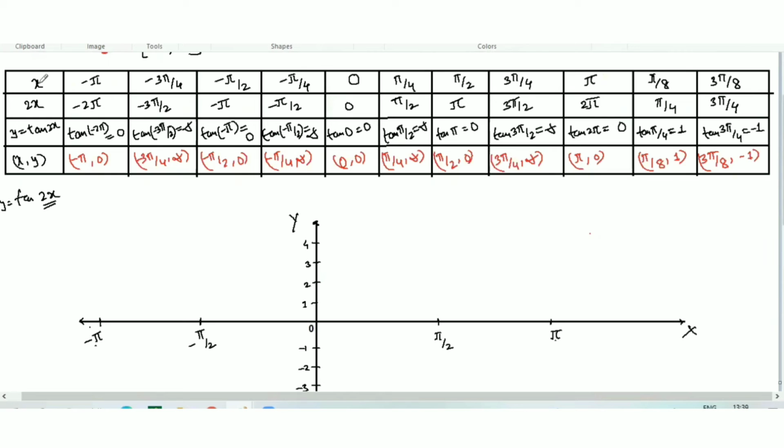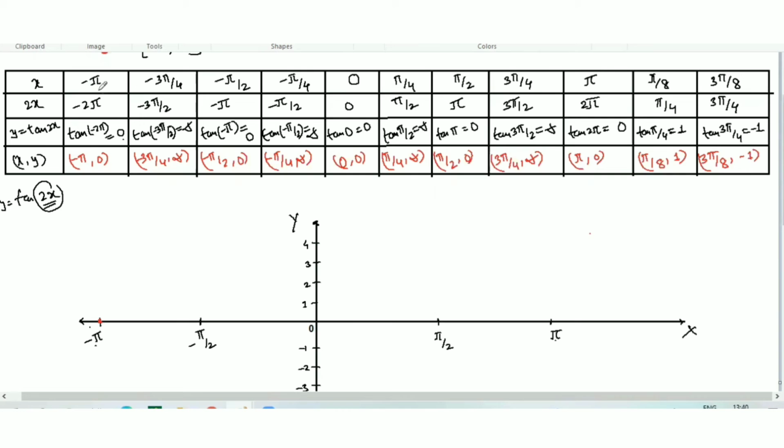For x, the angle here, I have started from minus pi, and then we have to find 2x. So multiplying minus pi by 2 gives minus 2 pi. Then y equals tan 2x, tan of minus 2 pi is 0, and the coordinate point is minus pi, 0. Let's plot minus pi and 0 here.